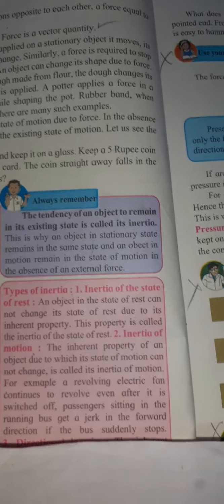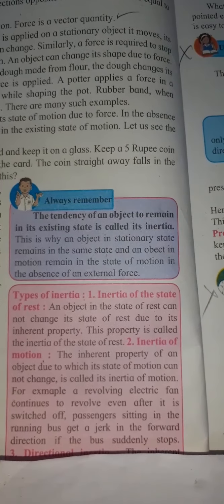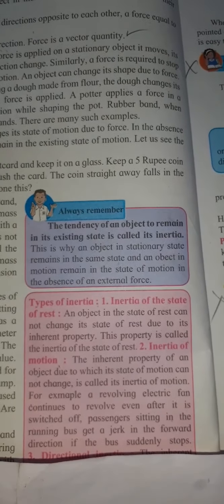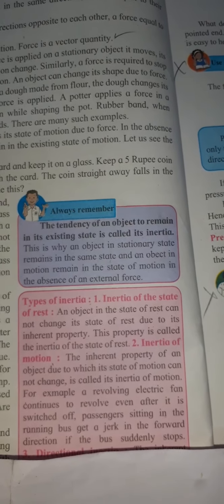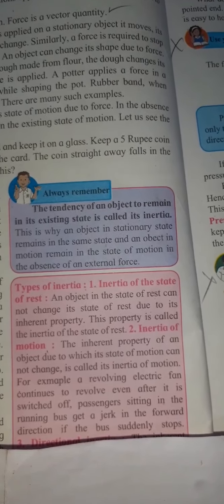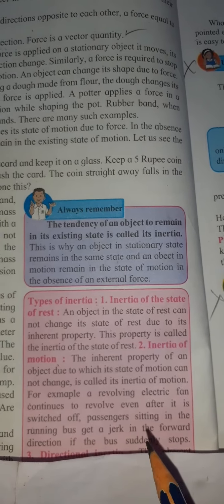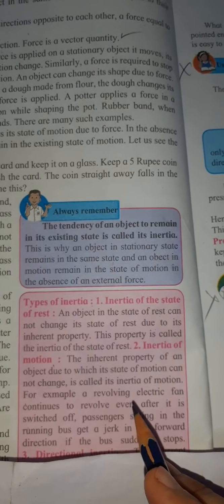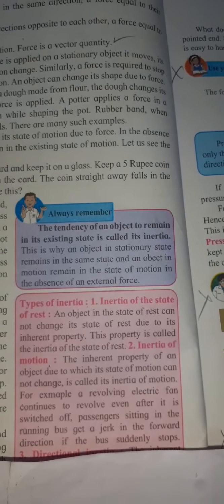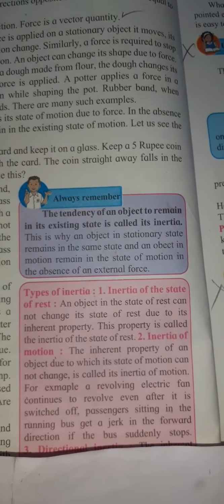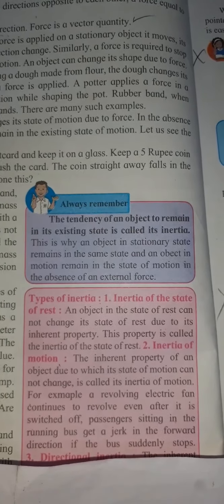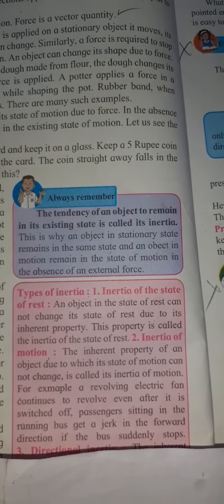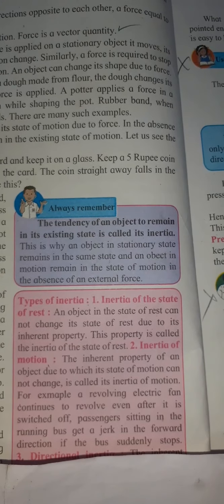Next, inertia of motion. This means that any object which is in motion, which is moving, will keep moving for a particular time even after it is being stopped. For example, here they have given the example of an electric fan which is rotating. Even when you switch off the power supply, for a few seconds the fan keeps on rotating in the same direction, because it has inertia of motion for some time.